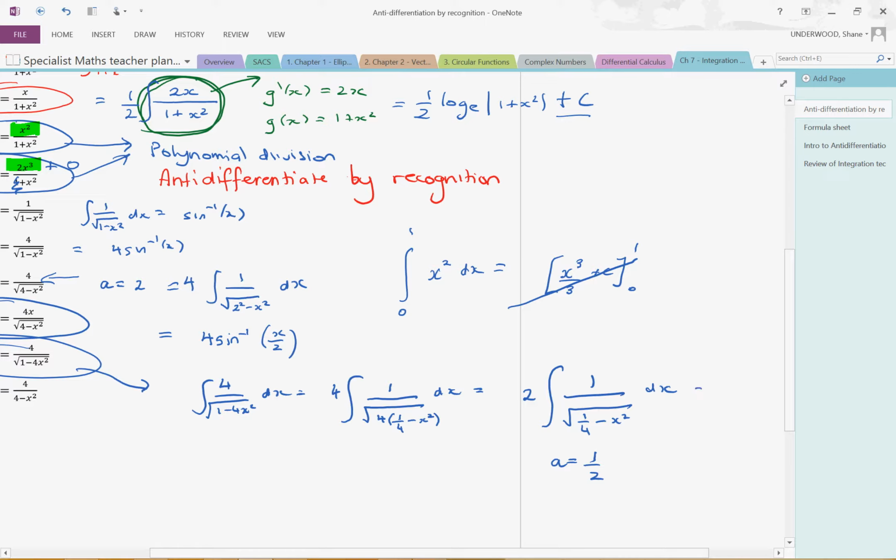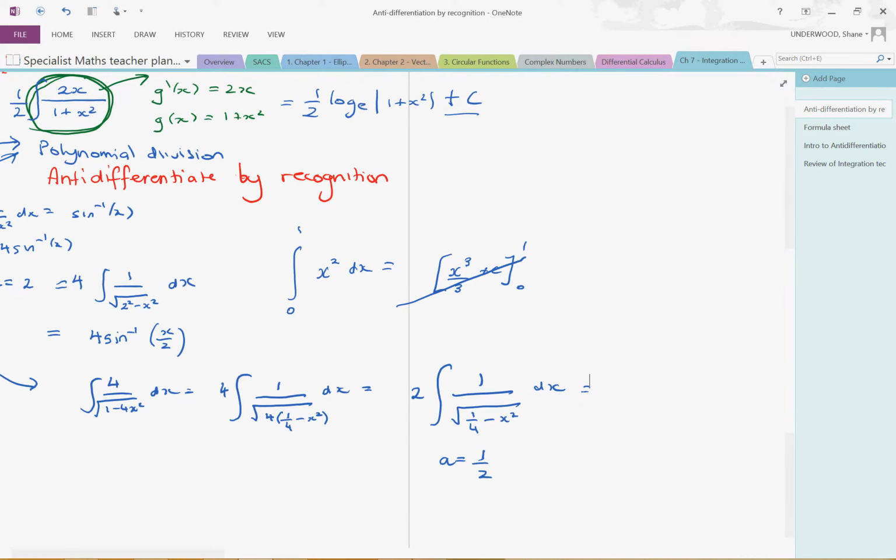So therefore, the antiderivative of that should be 2 inverse sine of x on a half. A is a half. Yes? So therefore, that's 2 inverse sine of 2x. Are we making sense so far? Is that all right? Is there anyone? No? It's all good?